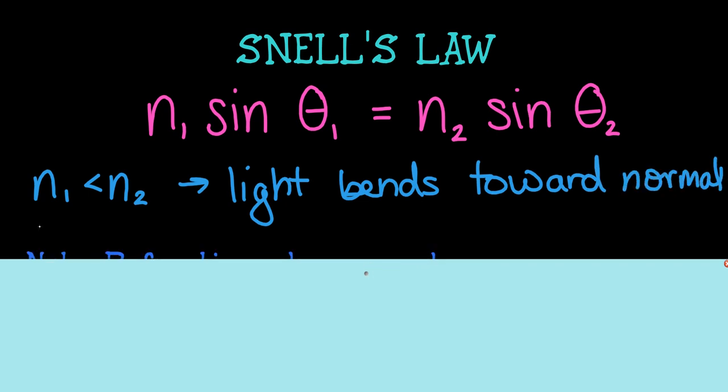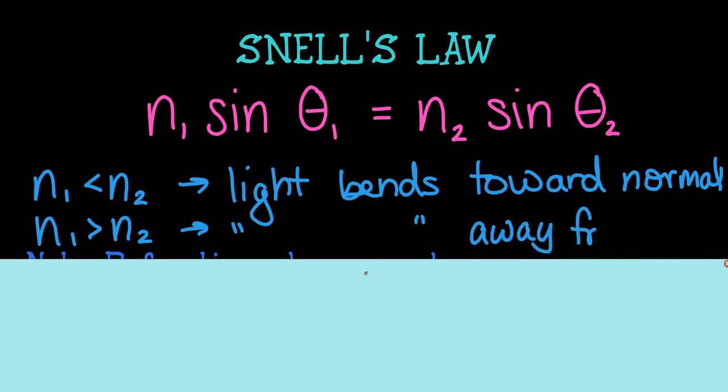And likewise, if n1 is greater than n2, like if we're going from water to air, for example, light's going to bend away from the normal. Or in other words, theta 1 is going to be less than theta 2. We'll see an example of drawing these situations in an upcoming example problem.